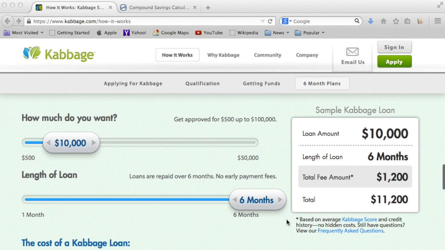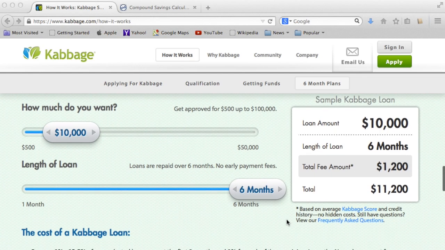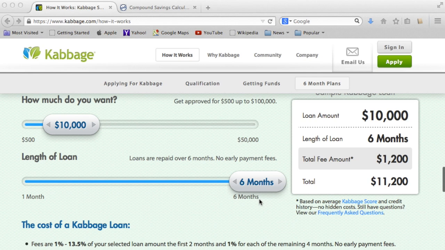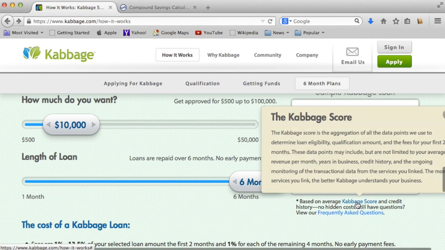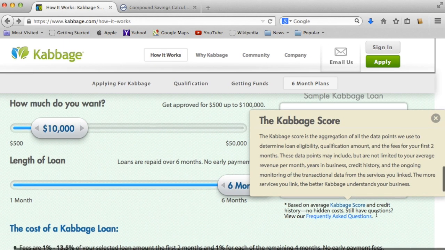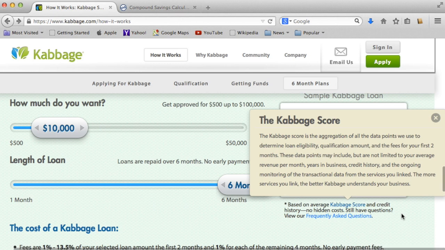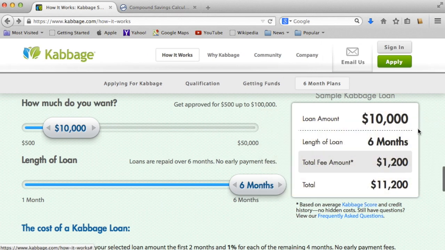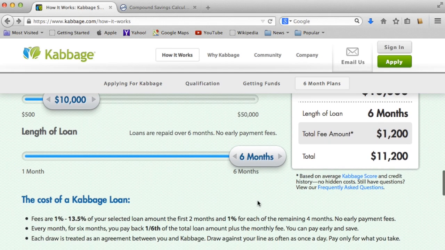Kabbage assesses fees a bit differently than other lenders. They will give you a Kabbage score, which is based on your credit history and a variety of other factors such as monthly revenue and years in business. Based on this Kabbage score, you will pay between 1 and 13.5% for the first 2 months of repayment, and then for the remaining 4 months, regardless of your Kabbage score, you will pay a 1% fee per month. So you can see in the description box on the screen here, Kabbage provides you with information on how they determine your Kabbage score.